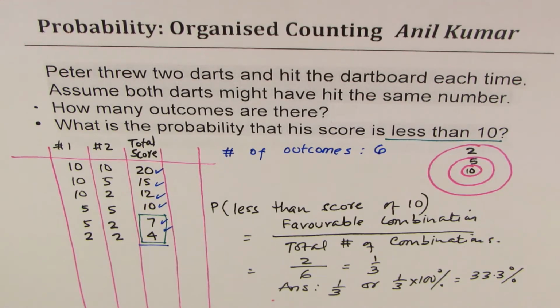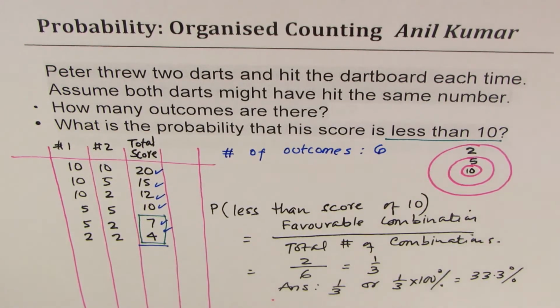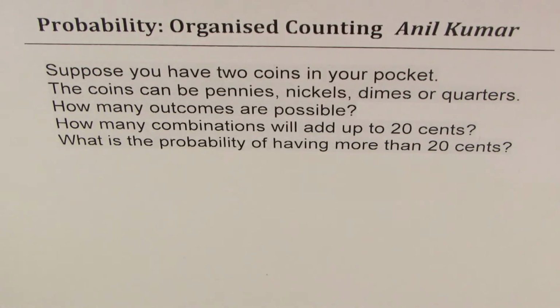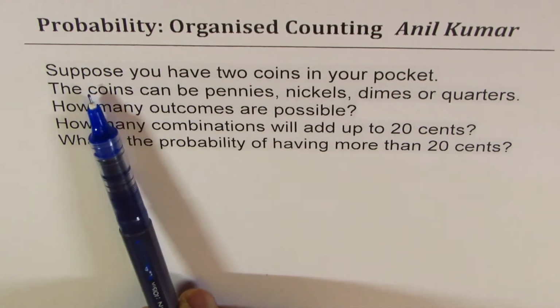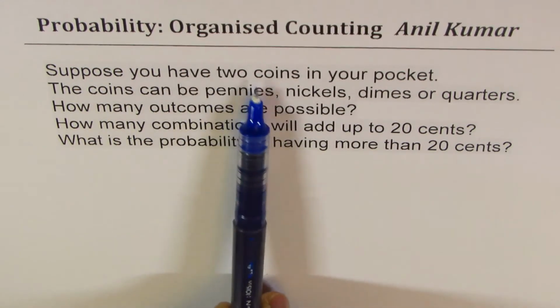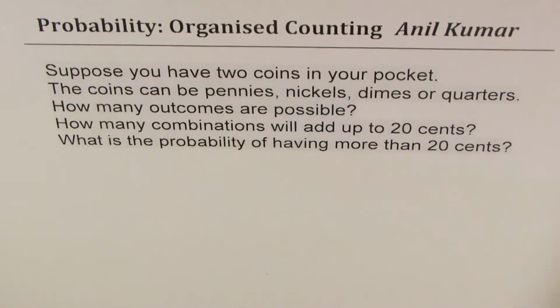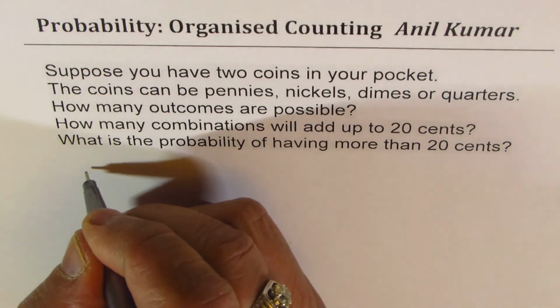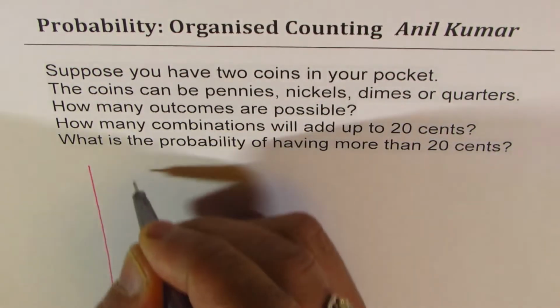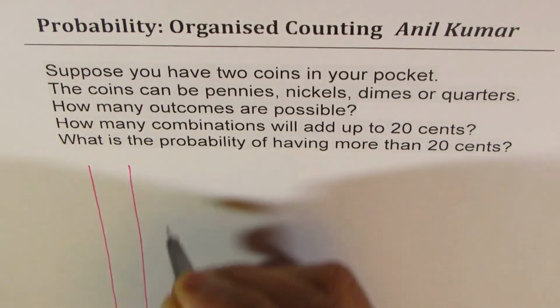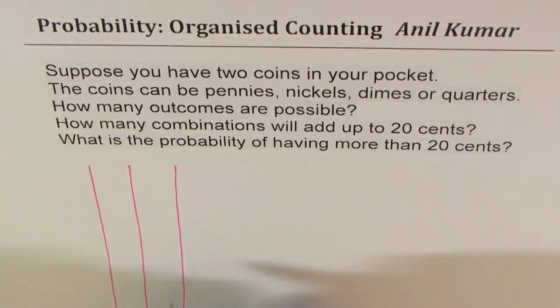So let me give you one more question here and treat that as your test question. This time I'm not going to solve it. It is based on the first question we did. It says, suppose you have 2 coins in your pocket. So you have only 2 coins. That means now we are thinking about making just 2 columns for the number of coins, right?